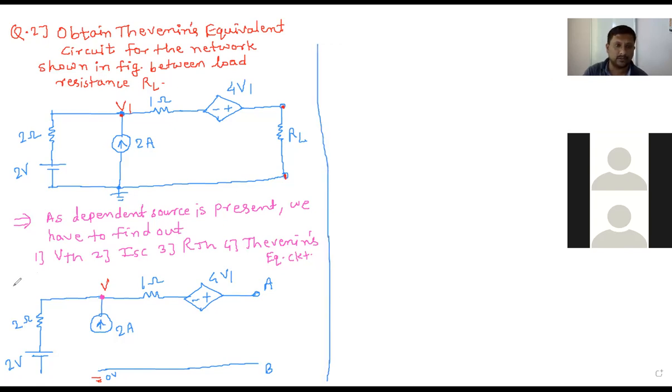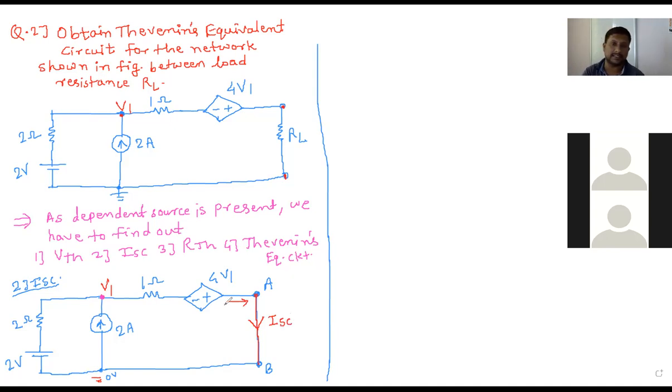now here we are calculating ISC. For that purpose, we have to short the A and B terminals. Okay. Now this V1 is as it is here. If I am shorting this, then the current which is flowing through this short path is now ISC.